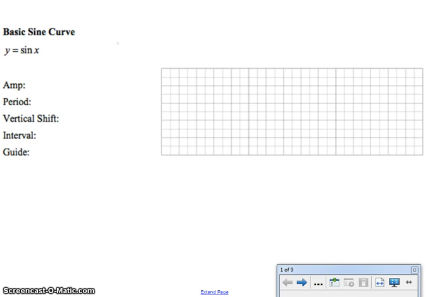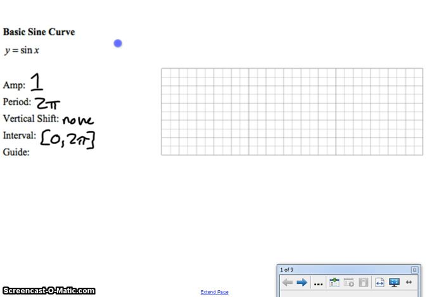Sine and cosine curves. All right, so this is the basic sine curve, and we'll be making transformations to this. But the very basic sine curve has an amplitude of 1. The period is 2 pi. There's no vertical shift on just the parent sine curve here. The interval is 0 to 2 pi.